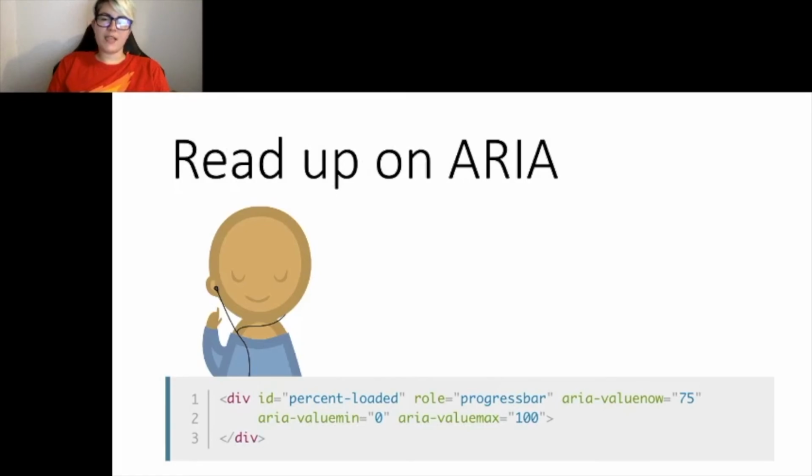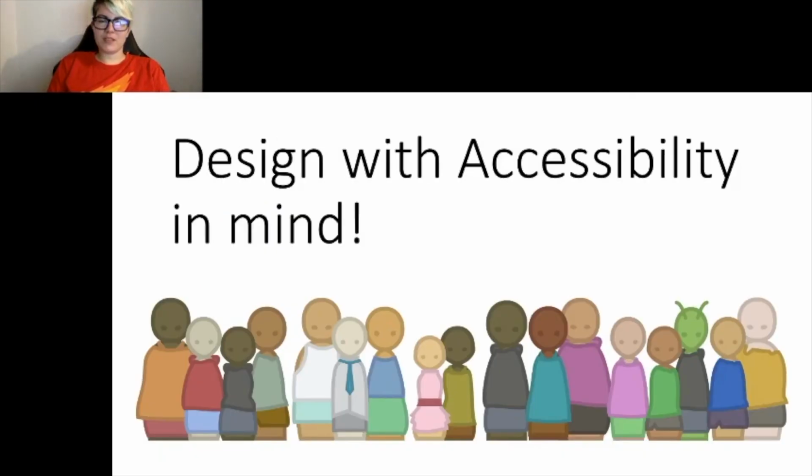ARIA means Accessible Rich Internet Application. ARIA is a set of attributes that define ways to make web more accessible. It supplements HTML, so interactions can be easily passed to assistive technology.